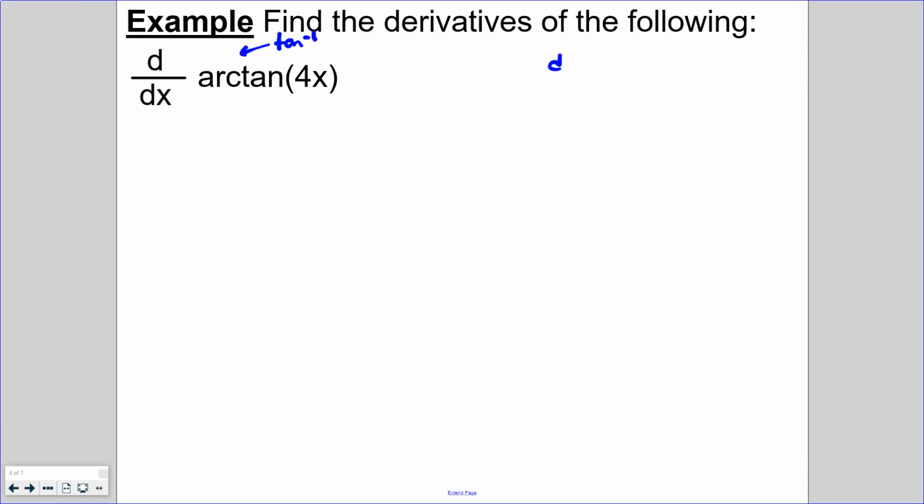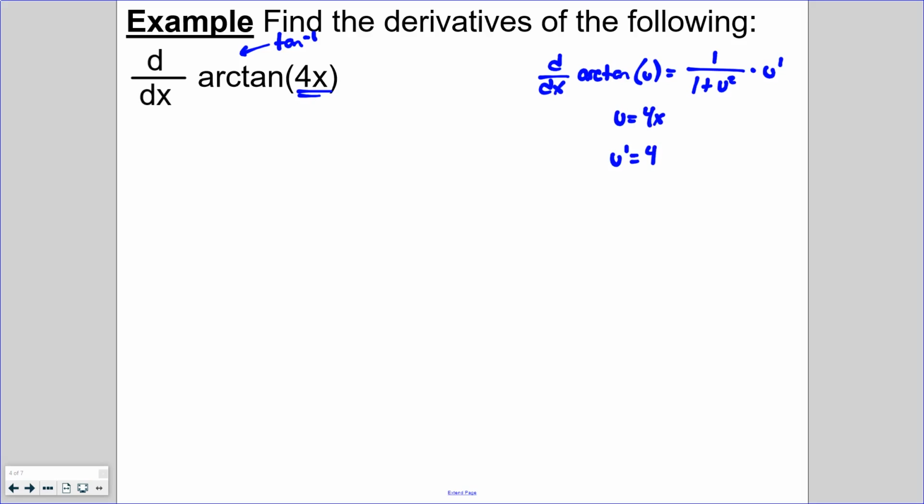So we know that the derivative of inverse tangent, or in this case, arctangent of u, is going to be 1 over 1 plus u squared times u prime, because don't forget that chain rule. So the first thing we have to do is identify what our u value is, or what is the function inside of arctangent, and we can see that that's going to be 4x. So therefore, we're going to set u equal to 4x, which makes our u prime just 4.